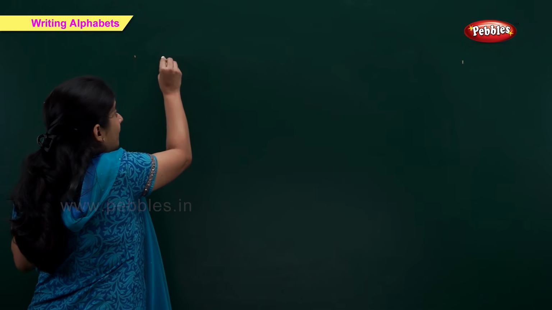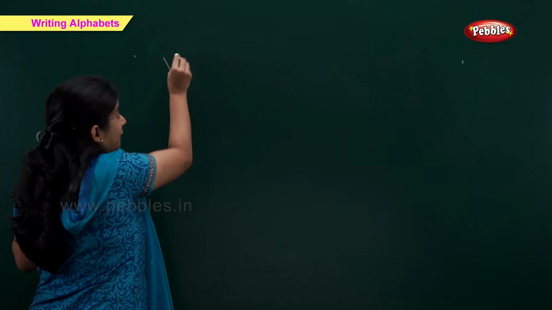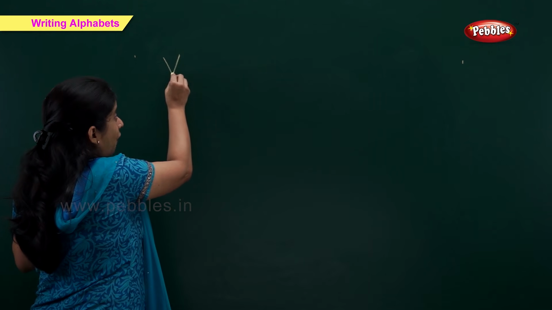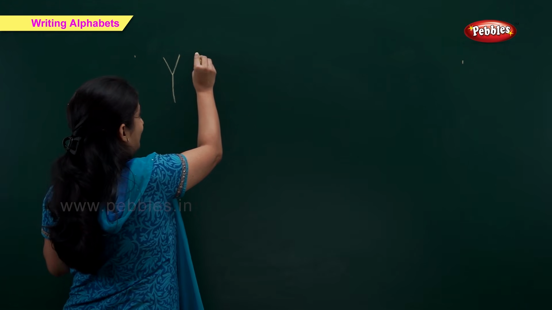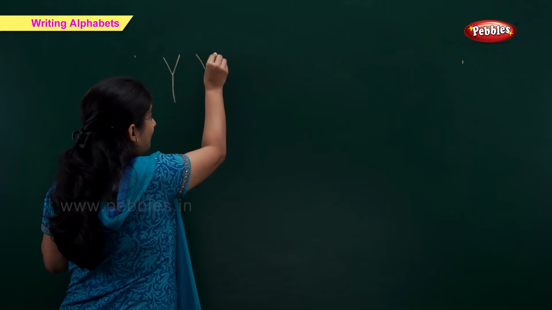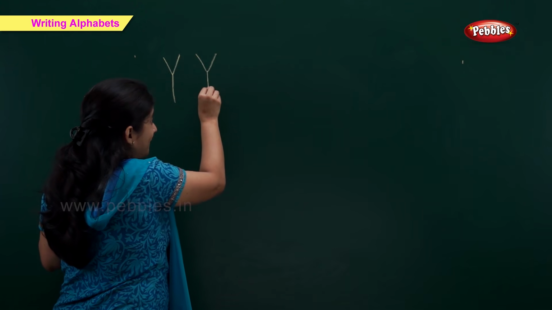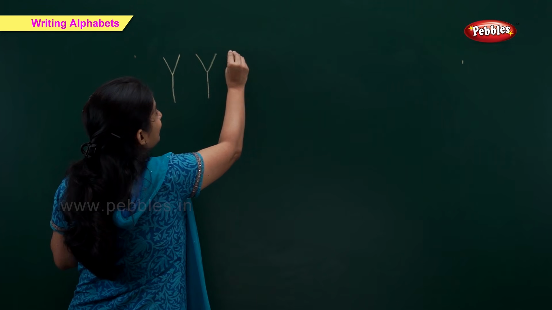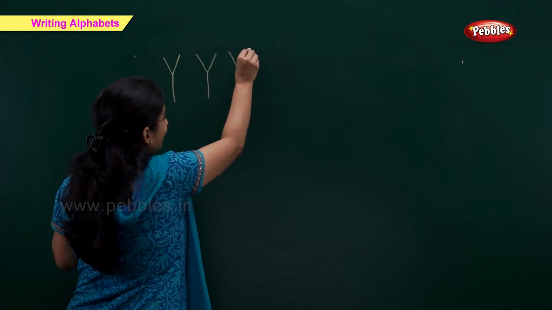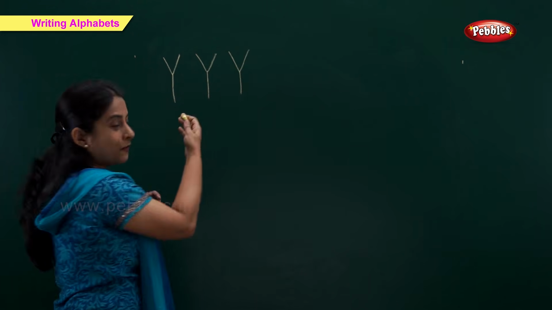Now it's time to write Y. First, draw a V and join it by a standing line. V joined by standing line is Y. Y.